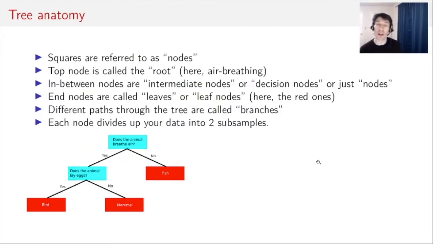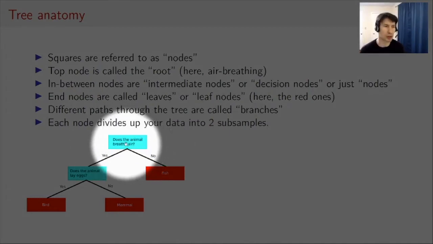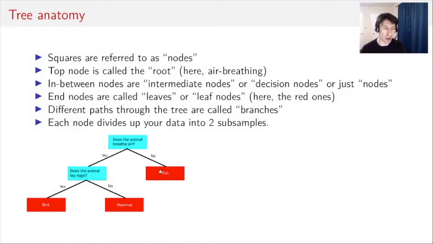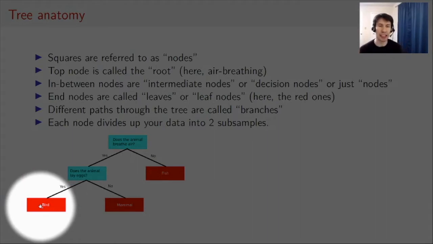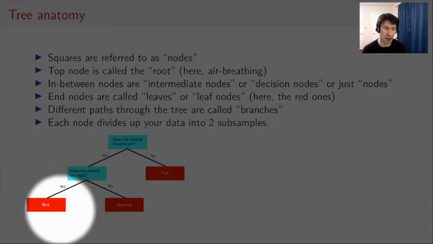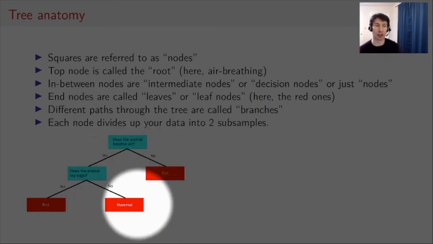Let's talk about tree anatomy a little bit, or just vocabulary that you need to know. So the squares here in the tree are referred to as nodes. The top node, this one right here, the first question we ask essentially, is called the root node. These other nodes in between are called intermediate nodes or decision nodes, or you just call them nodes. However, these end ones, the ones that are in red, those are called leaves, obviously, because if this is a tree, then these are the leaves of the tree. And the different paths you can take through the tree are often called branches.